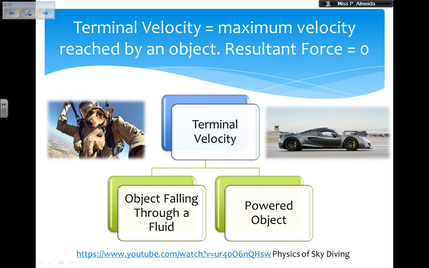I have a video that is quite good because it's quite visual, which is the physics of skydiving. I'm going to put that link there as well. If you don't watch the video, you can still understand the lesson. But if you watch the video, it's quite visual. You see the arrows, the two forces acting on the skydiver. So it's quite useful, I believe.